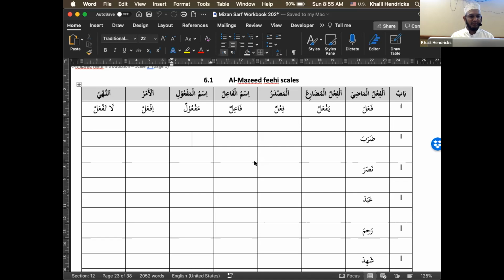Then we have ismul fa'il. What's ismul fa'il? The name of the doer. If you're online also, you can check the answers also, inshallah. It is the name of the doer. Just mute each other after you answer. Inshallah. Okay. So what is the name of the doer for daraba? Darib. Why did I say Darib? Darib is the hitter or the striker.